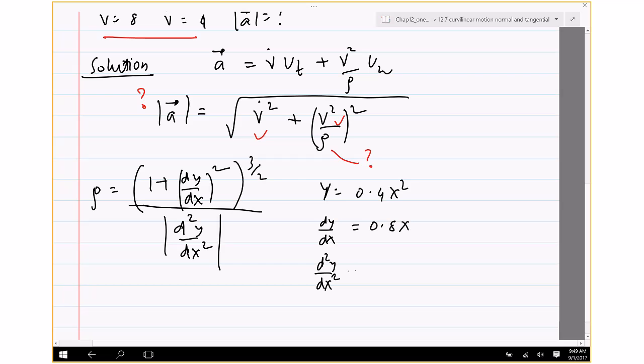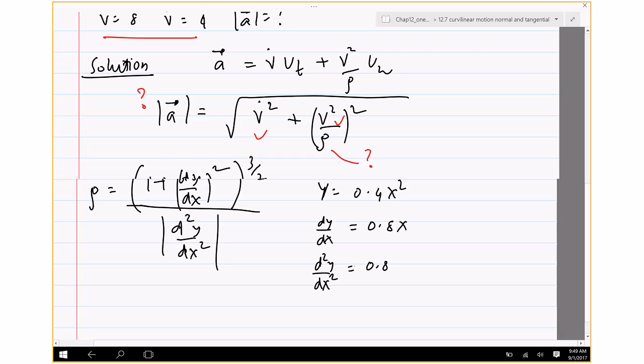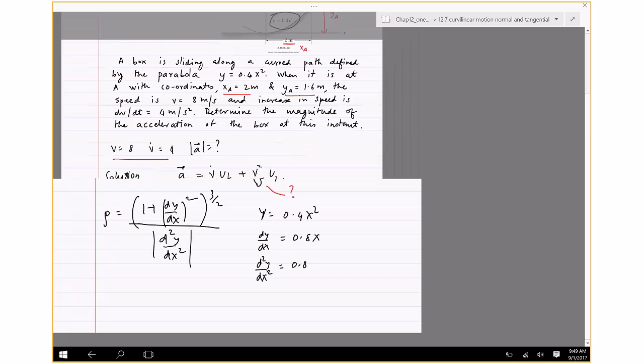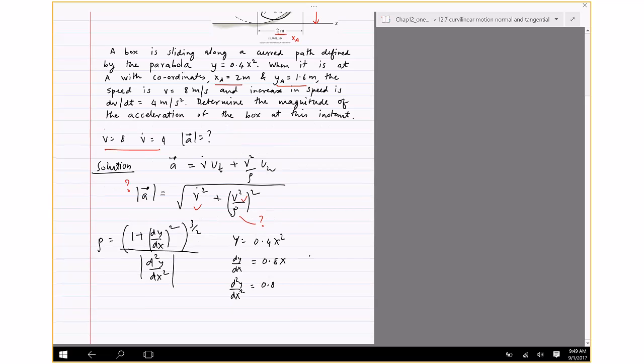Now in this case I want to find dy by dx at a specific point. The point is x equals 2, y equals 1.6. So I can find dy dx at x equals 2. I put x equals 2, I get 1.6, and then d squared y dx squared at x equals 2 doesn't depend on the values, right? So it's just 0.8. So now if I put these values in here, dy dx and d squared y dx squared, you're going to check me on this, I get 8.39 meters.